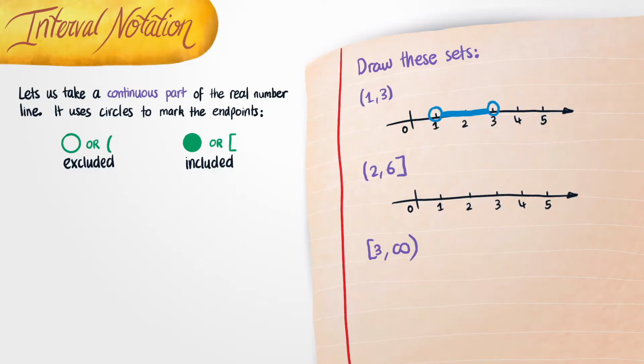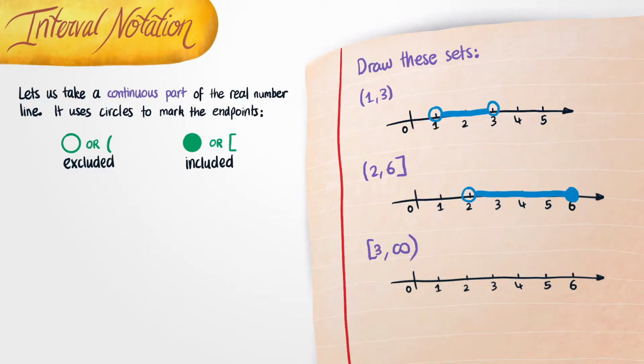After this, we can draw the next set. You can see that 2 is excluded, but 6 is included. That means we draw an open circle at 2, but we actually need to draw a closed circle at 6. And then again, we just fill the space between them.